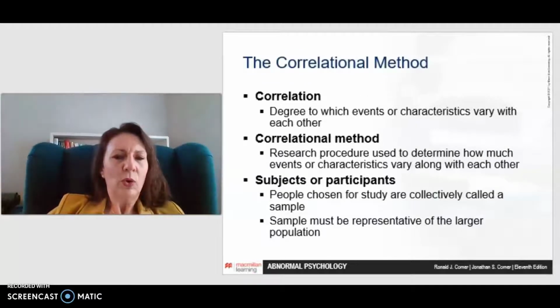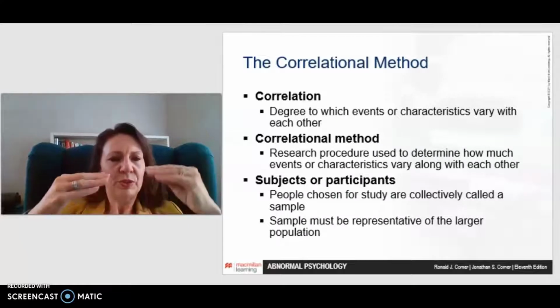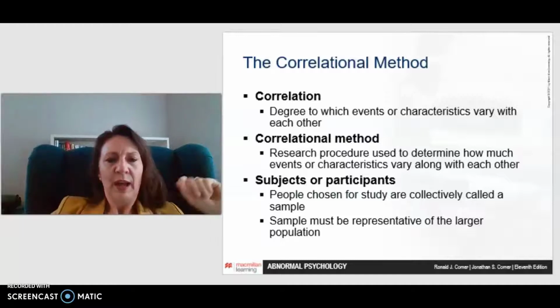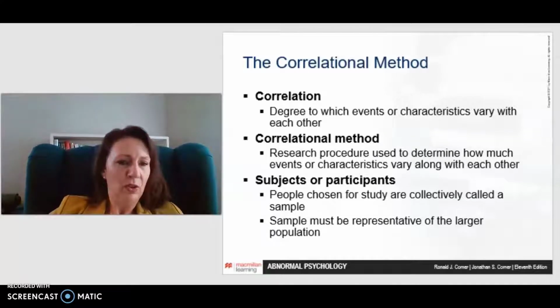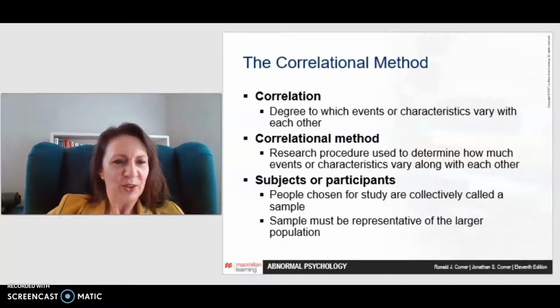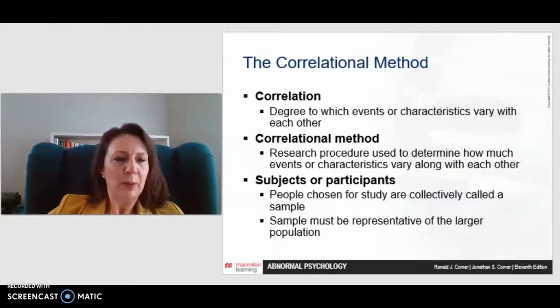So when we're looking at a correlation, that's the degree to which events or characteristics vary with each other. So they're either going to tie together nicely or they're going to diverge. And the correlational method is a research procedure that's used to determine how much events or characteristics do vary along with each other. And the subjects or participants are people that are chosen for the study that are collectively called a sample. The sample should represent the larger population.